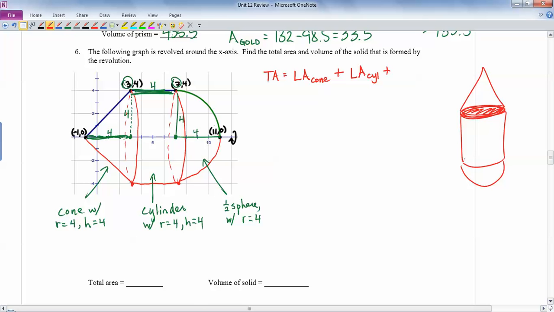And then this thing over here on the right side, well, if I had a whole sphere and it was covered in paint, let's say, and then I chopped it, then I get a half sphere where that circle isn't considered part of the area that I had originally. So I can just do half the area of a sphere.